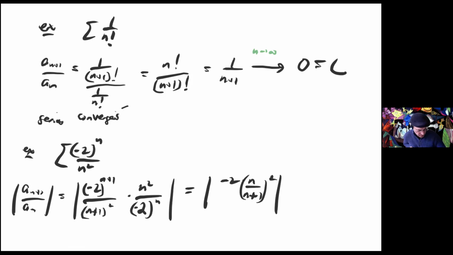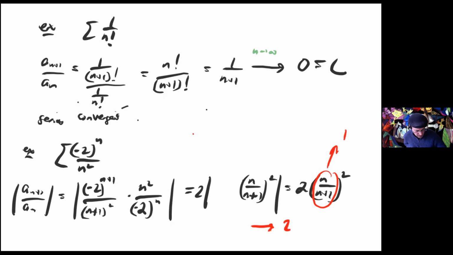So let me do that right away. And so this is twice n over n plus 1 squared. Now what happens to n over n plus 1 as n goes to infinity? This term goes to 1, so the entire expression tends to 2. That's L. L is bigger than 1, so the series diverges. Okay, so that's cool. Let's try another one.